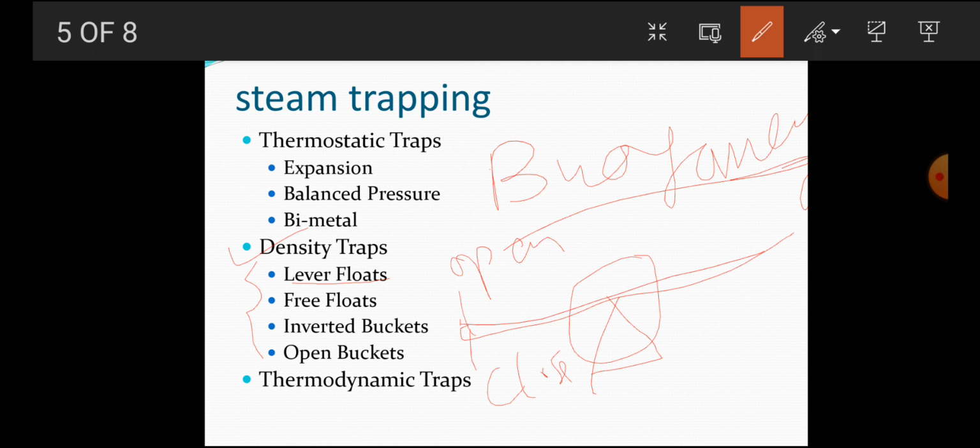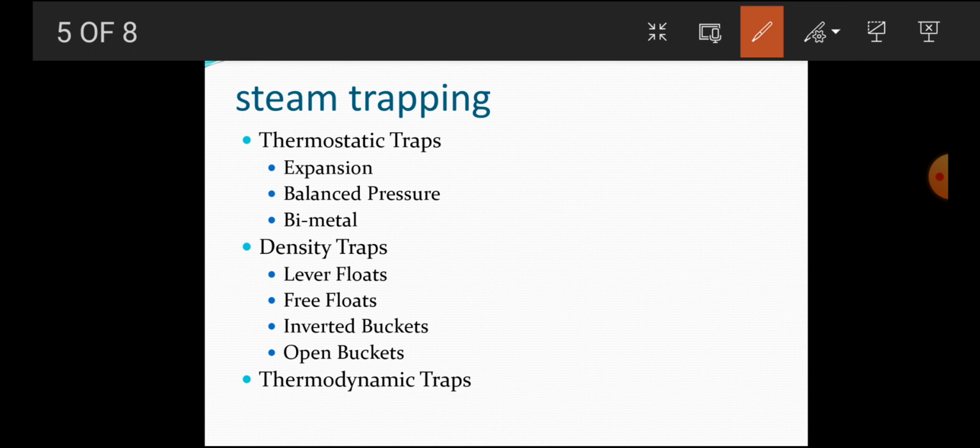Then there is the free float. So what will happen in a free float? This free float also consists of a spherical float and uses its buoyancy to open by cantilevering of the top ledge of the valve block. They close by a combination of float weight, condensate level, net system pressure and mechanical stop mechanism.